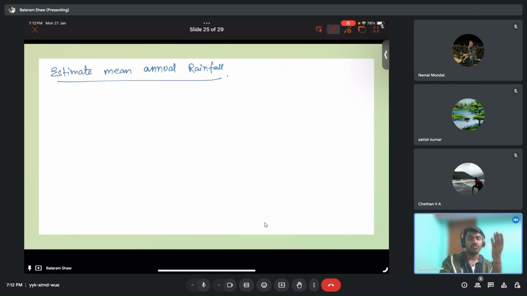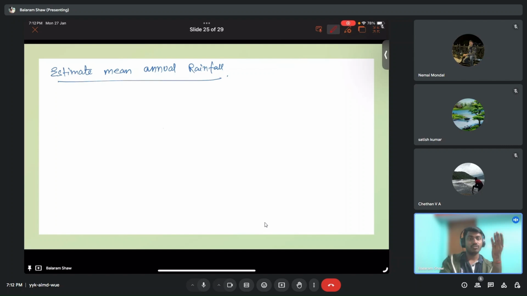So there is one assumption when we use this arithmetic average method. What is that? That the area or the region, or let's say the catchment, whichever we are getting the mean annual rainfall, that should be hydrologically homogeneous. Okay, and the rain gauges are uniformly distributed. Then we apply this arithmetic average method.